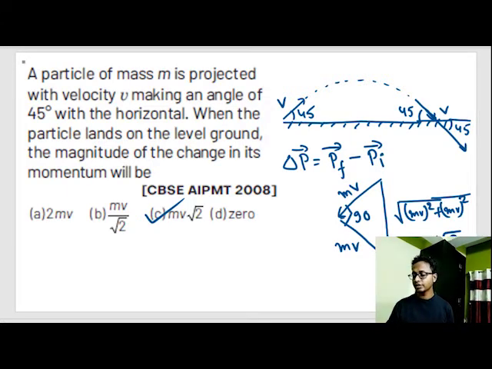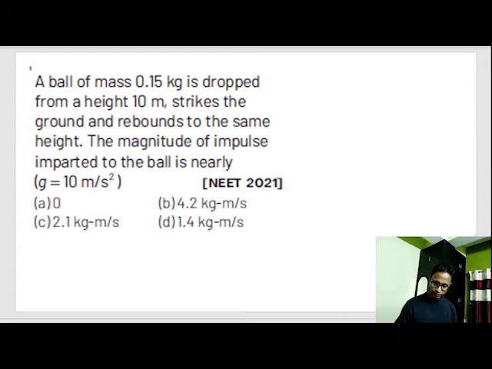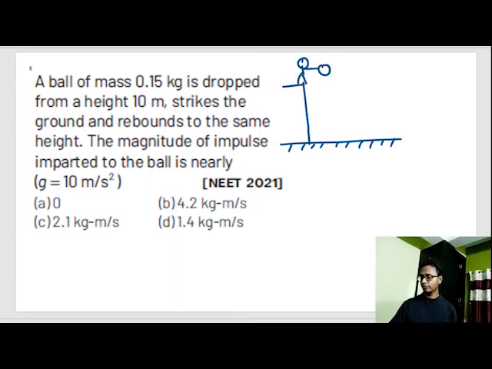Let's do the next question. A ball of mass 0.15 kg is dropped from a height of 10 meters, strikes the ground and rebounds to the same height. The magnitude of impulse imparted to the ball is nearly. If you have practiced kinematics enough, you know that. So let us draw the situation. A person standing on a roof, the height of the roof was 10 meters.